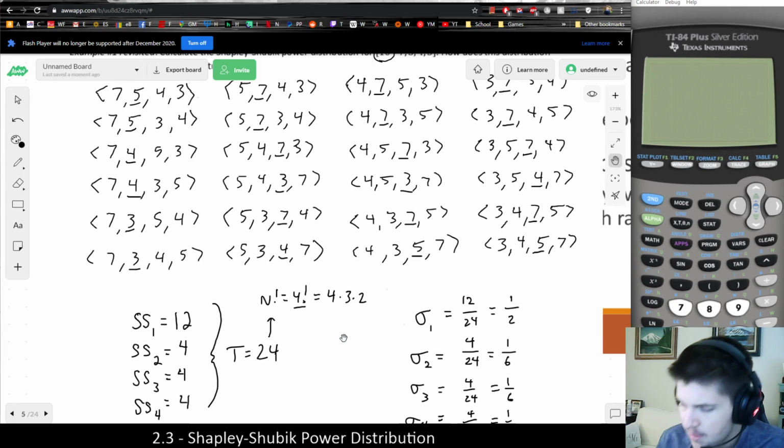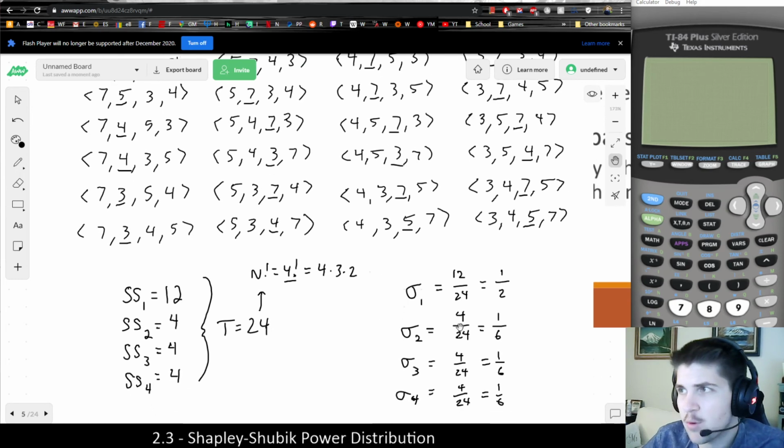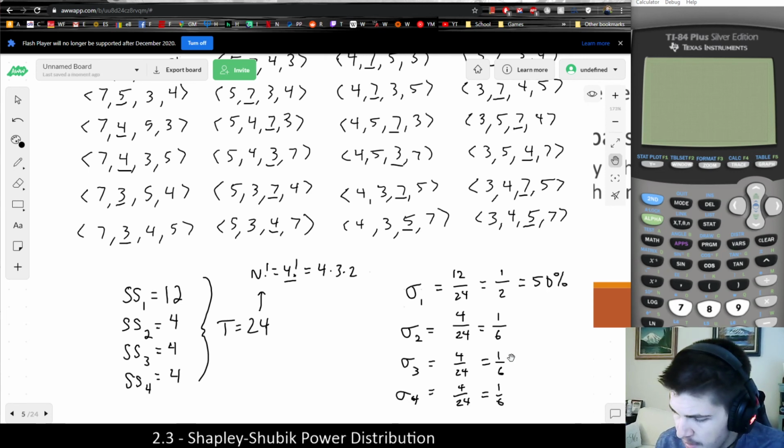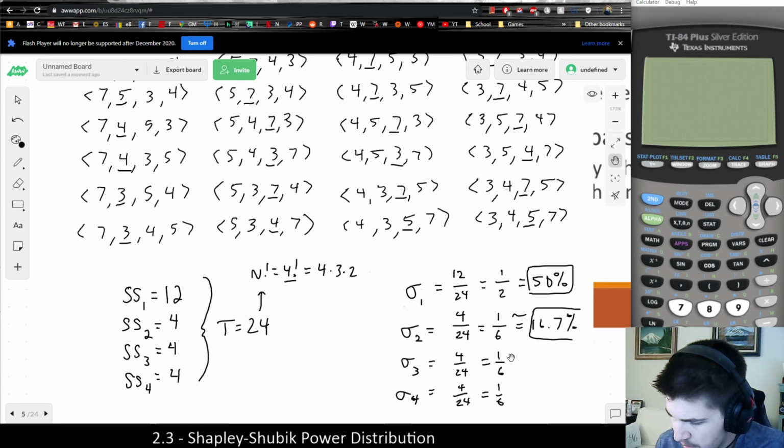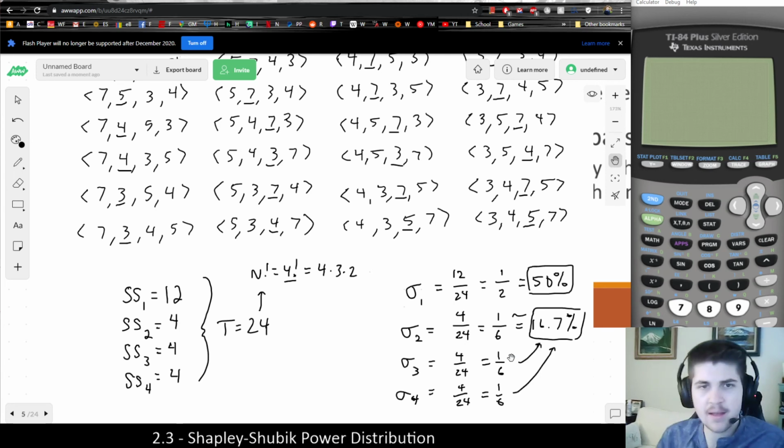Or, as I said with the Banzhaf power distribution, a lot of times your homework will want you to input your answers as fractions or as percentages or whatever. I don't really care, but in this case, player 1 has a Shapley-Shubik power index of 50%. Player 2 is about 16.7%, if we round that off a little bit, as do player 3 and player 4, because they had the same pivotal counts.